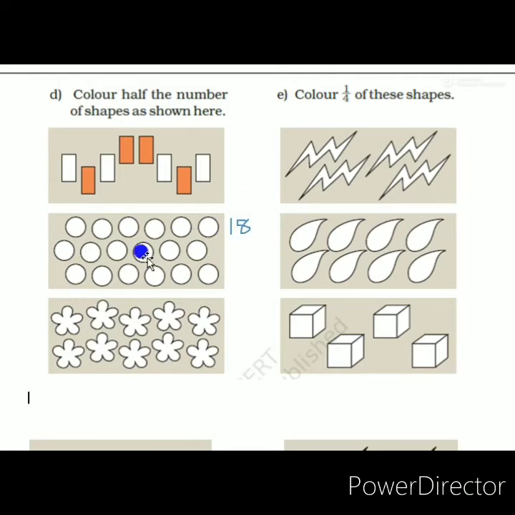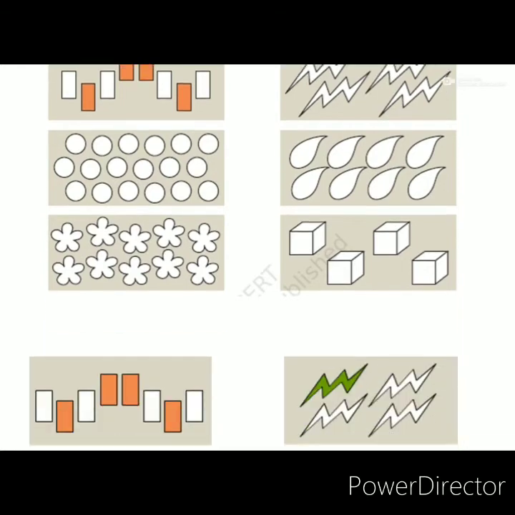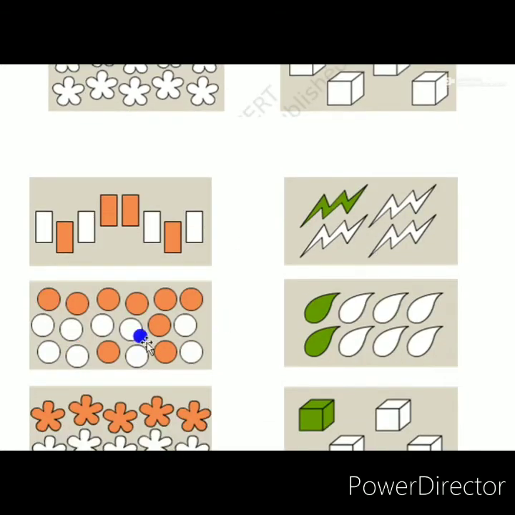Half of this 18 we have to give color. So 18 divided by 2 equals 9. So how many circles we have to give color? 9 circles we have to give color. That I will show you. That is your wish. Which circles you want to give color? You can give 9 circles from any line. Okay, I have done it this way.